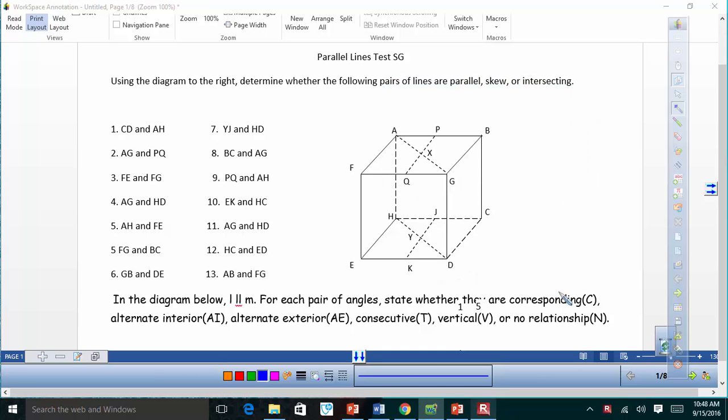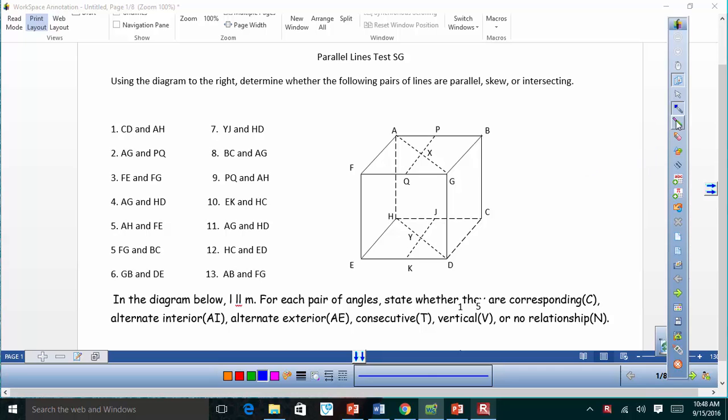Okay, so the first thing that we're going to go over today on our study guide is telling whether lines are parallel, skew, or intersecting. It's been a while since we've done that, so we're going to do a few examples. I encourage having colored pens or highlighters or colored pencils so that you can highlight each line as we go.